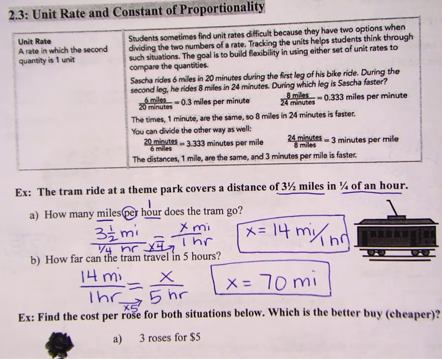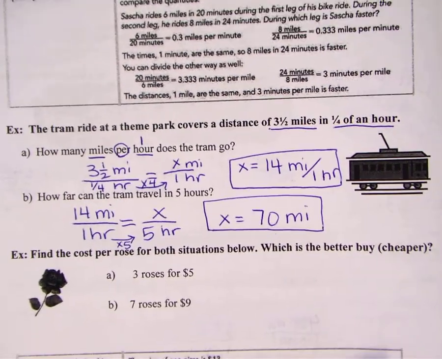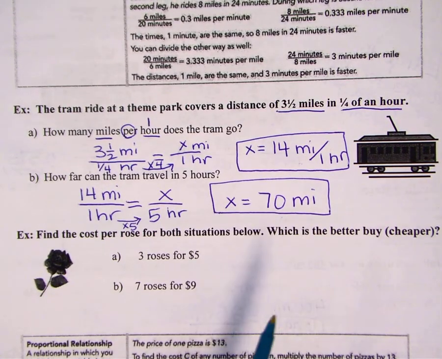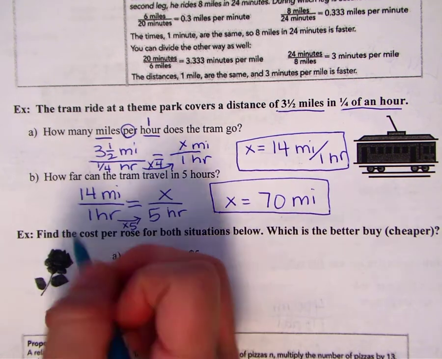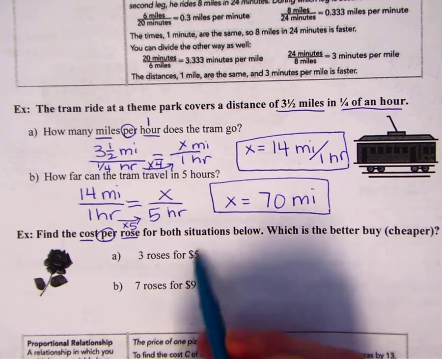All right, so now we're going to use unit rate to help us find the cost per row for these two situations here.